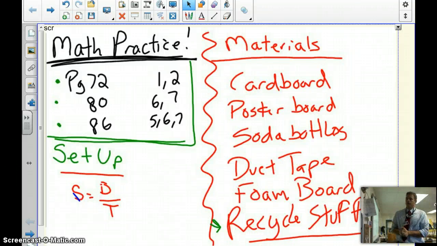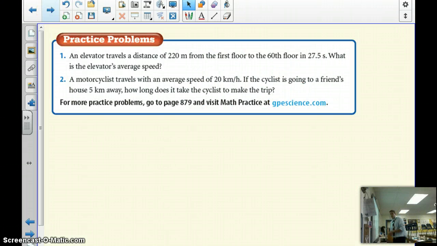Hey everyone, I wanted to go through the mathematics that I asked you to complete for homework, which dealt with average speed calculations, acceleration, and also net force. So I'm going to work on the board. As I jump ahead to the first set of problems, I always set these up the same.